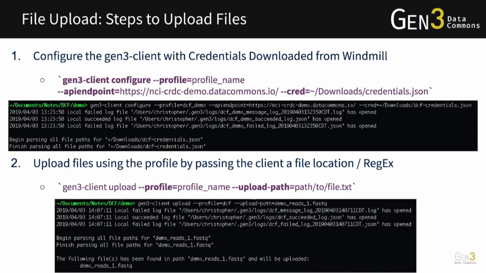So you could, for example, say Gen3 client upload and give it the upload path star.fastq to upload all the fastq files in a directory. Or if you had a collection of directories, you could do star/star.txt, and that would search recursively through every directory for text files.